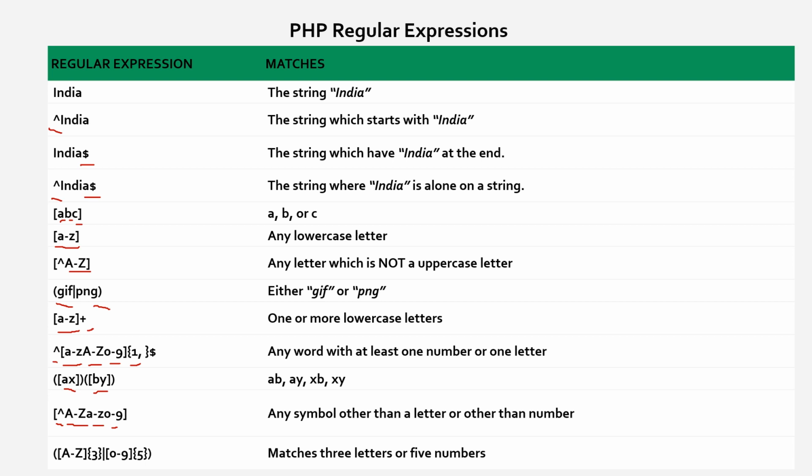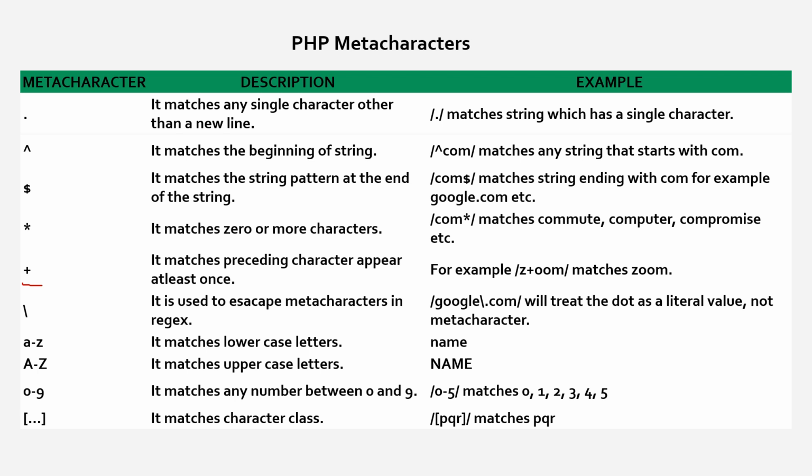Next one, A to Z. Here, what is the meaning? Exactly 3. And 0 to 9, exactly 5. That means exactly 3 capital letters are matched, and exactly 5 digits, 5 numbers. That is the meaning. Now we are going to discuss the PHP meta-characters.